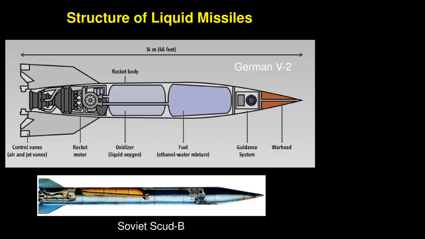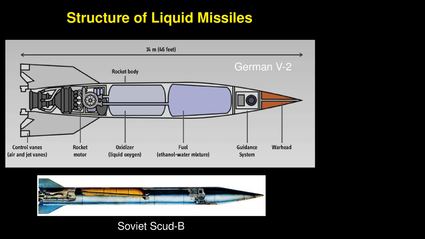So let's talk about propulsion. And as I said before, I'm going to limit at least the first part of this talk to liquid-fueled missiles. This slide shows a schematic of the inner structure of the German V2 on the top and the Soviet Scud B at the bottom.